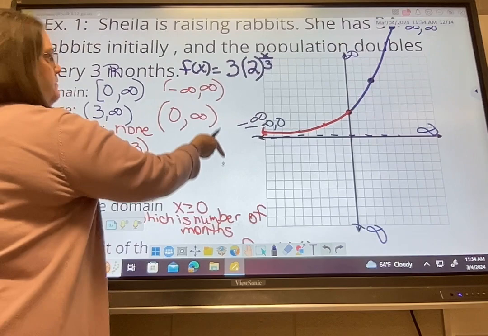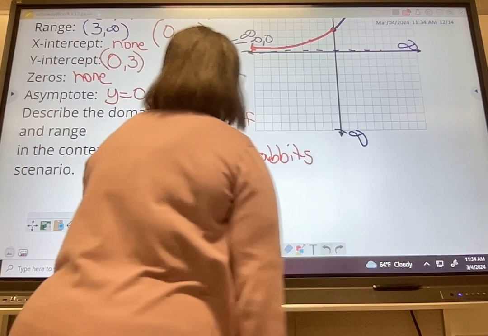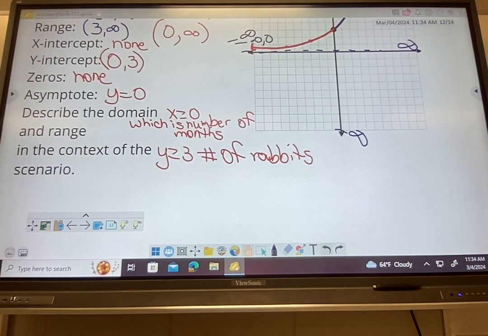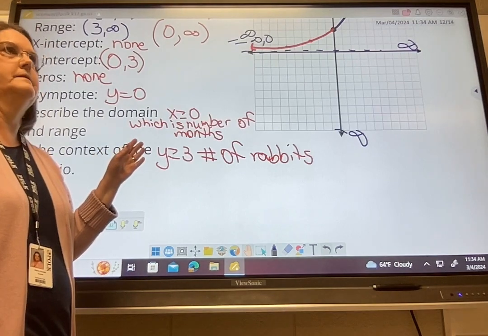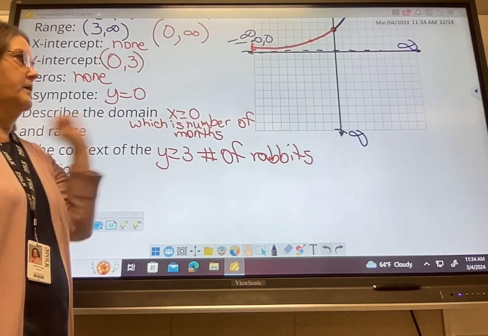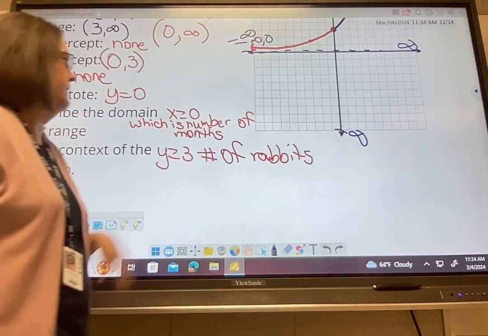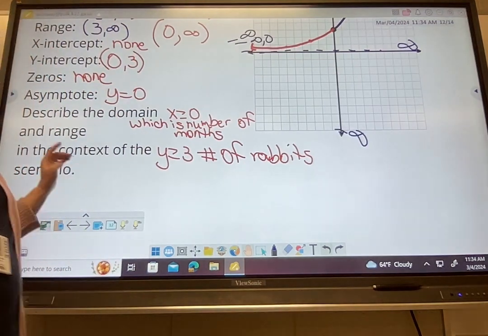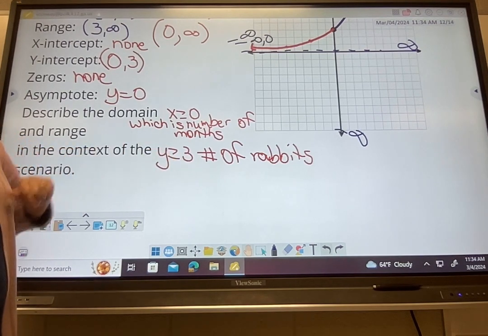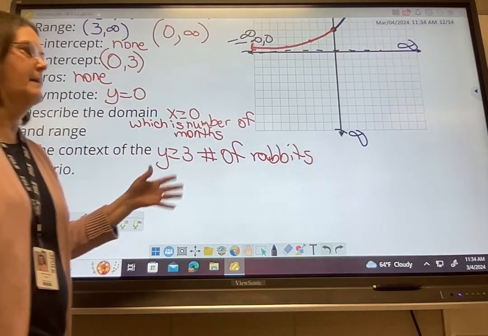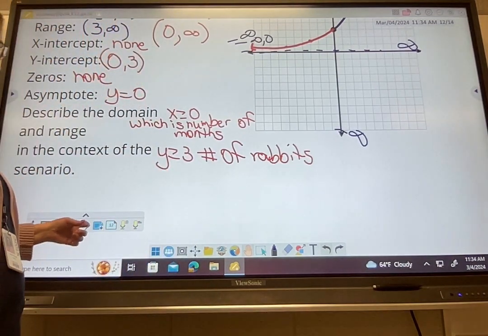All right, now, the real world, looking at the domain and the range. How do I describe the domain in terms of the context? Well, in terms of the context, the domain is the number of months that you're observing the rabbits. So that's going to be greater than or equal to 0 because I'm starting at 0 months and then I'm observing it each month after that as time goes on. The range in terms of the context is that it is greater than or equal to 3. We already wrote that down, and that's the number of rabbits in the context. So in the context of the problem, that's what the range is.